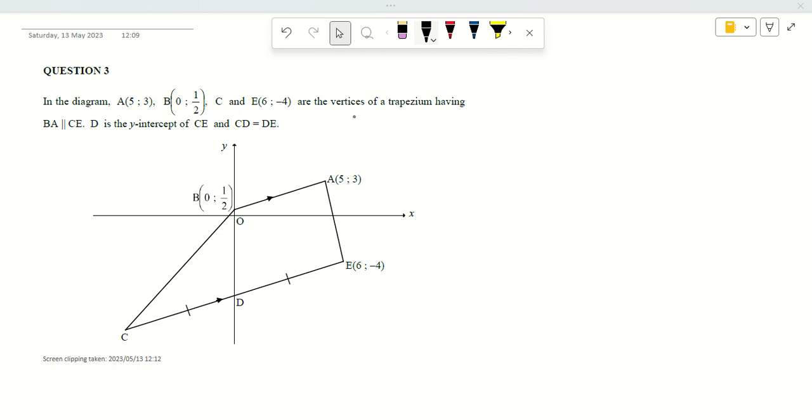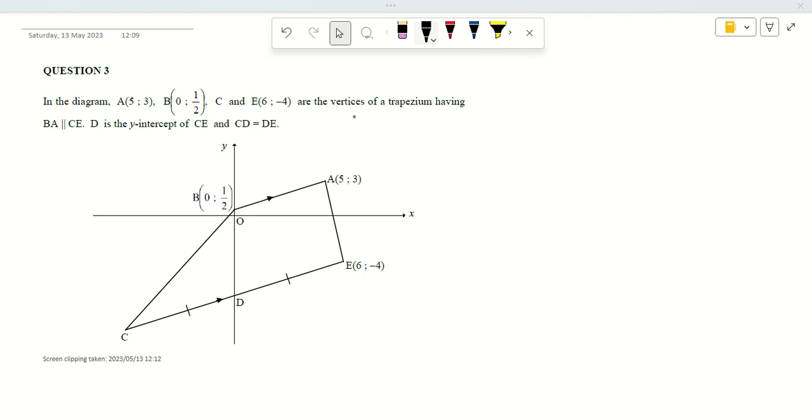So it's question 3, and we are given that in the diagram we have the coordinates of A being (5, 3), the coordinates of B being (0, 1/2). We are not given C, and then E is (6, -4), and all of those coordinates are the vertices of a trapezium having BA and CE parallel. D is the y-intercept of the line CE, and CD is equal to DE.